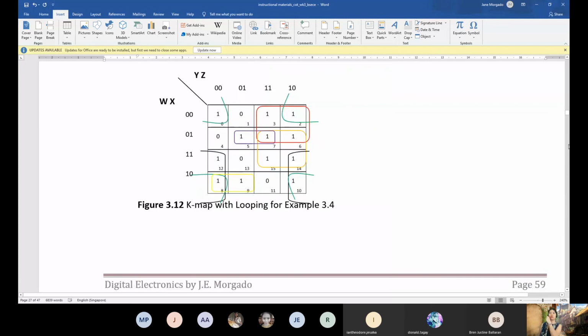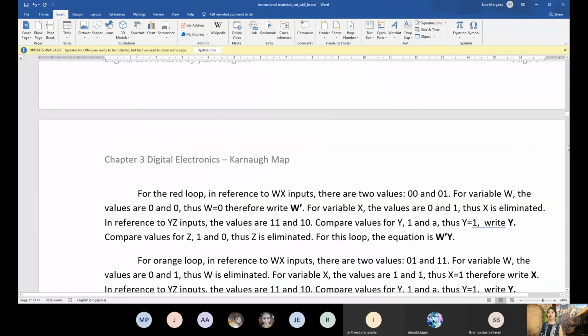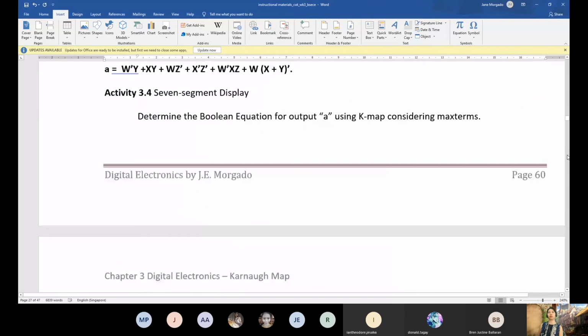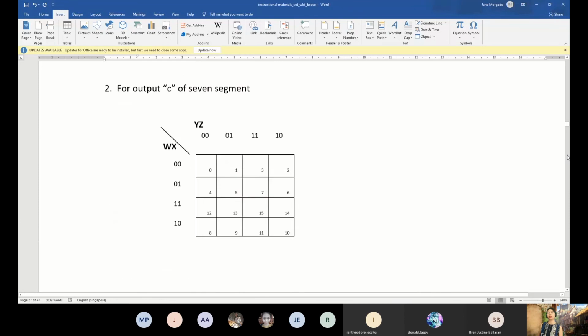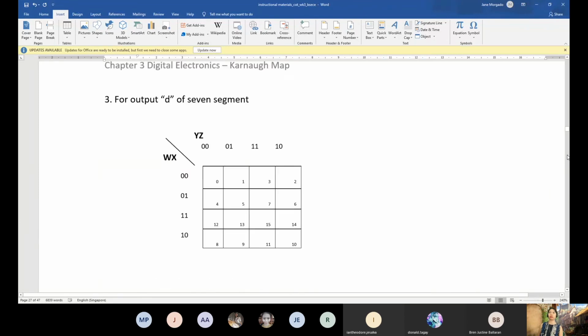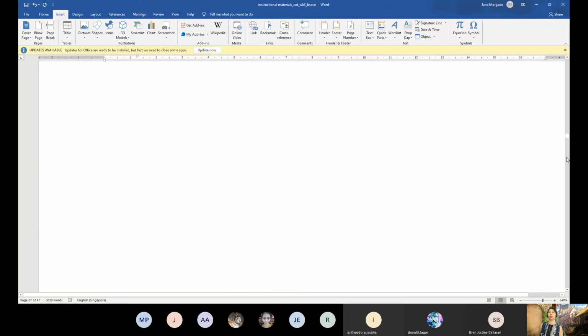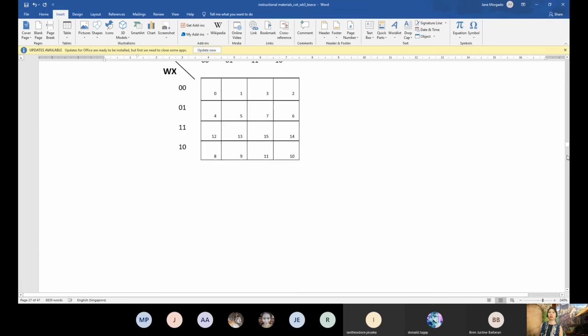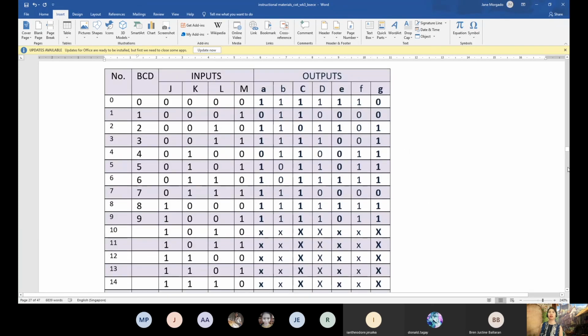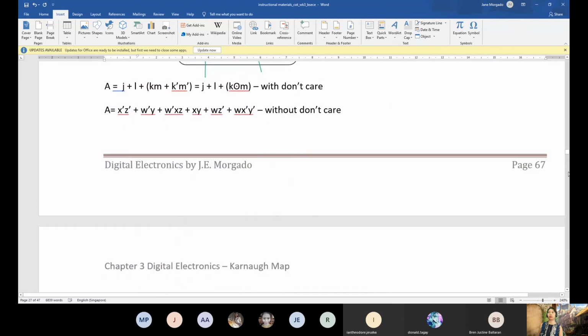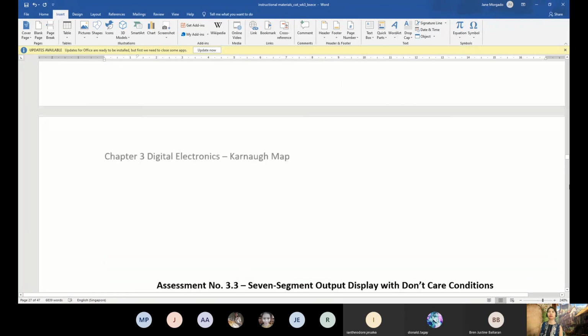Okay, so that means that with universal gates, you may implement a circuit using only either NAND or NOR. So you only need one IC. So that's what it means.